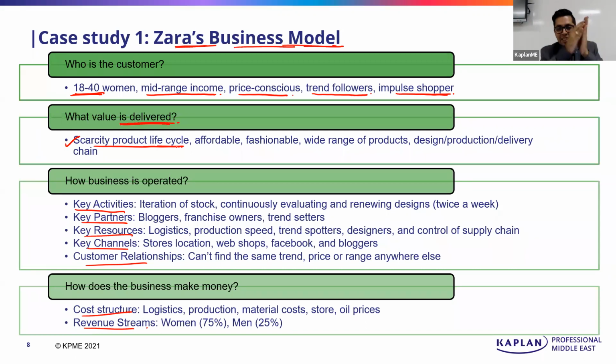And the price of these new designs, which are similar to the luxury designs, is very cheap, right? The reason it is available at a cheap rate is because the raw materials they use are sourced at a very low price. So all these products are affordable and fashionable, as I said. There is a wide range of products. And then the design, production, and delivery chain is amazing.